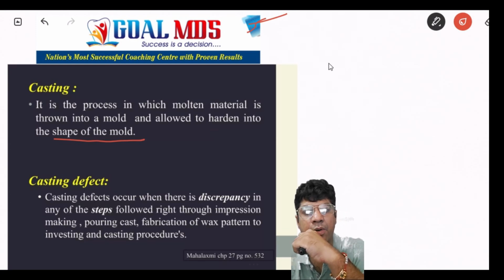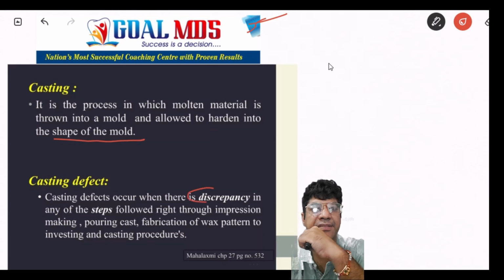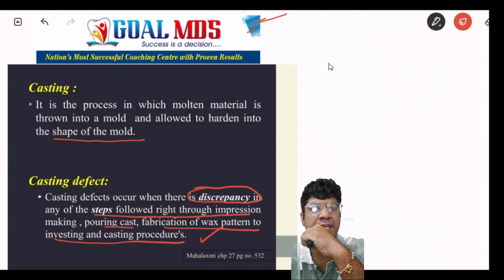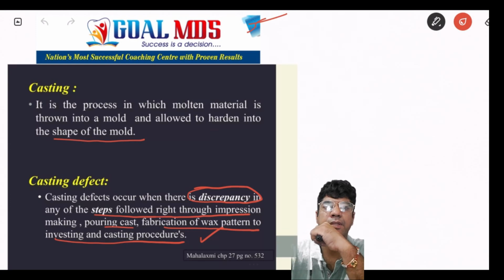Dental casting defects, on the other hand, are defects or discrepancies that occur during the steps from impression making, pouring the cast, and fabrication of the wax pattern to the investing and casting procedure. Distortion is one such form of defect that can impact the quality of the final dental restoration.